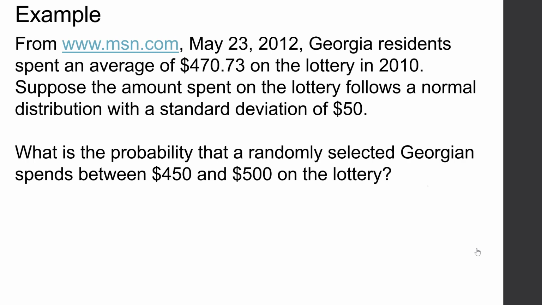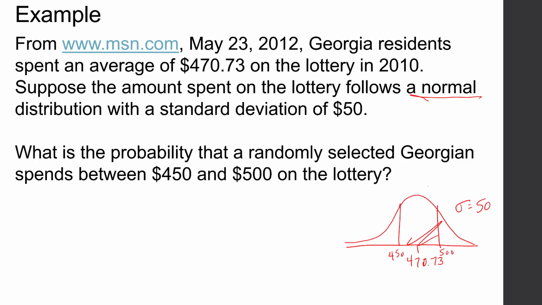Well, if we assume that this follows a normal distribution, we can calculate probabilities associated with the normal distribution. We're assuming the average spent is $470.73, and the standard deviation of this distribution is $50. And we want to find the probability of being between 450 and 500. So 450 and 500. So we want to find this area.